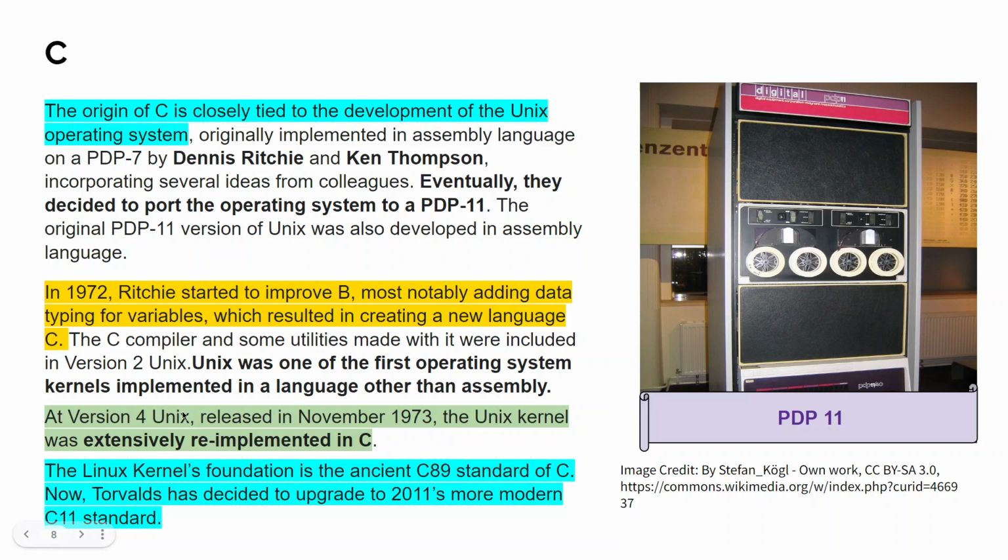At version 4, the Unix kernel was extensively re-implemented in C, and this is the latest news. The Linux kernel foundation is the ancient C89 standard. That means that the standard of C that was released in 1989 was used in the Linux kernel. But now they want to upgrade it to the latest standard of C, that is the 2011 or C11 standard. They are currently working on this.